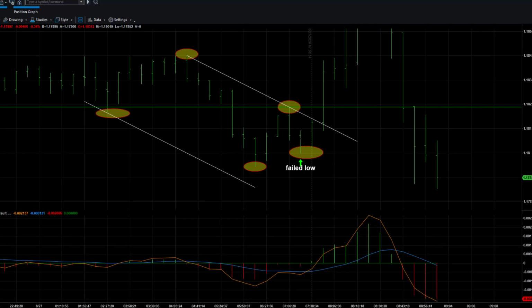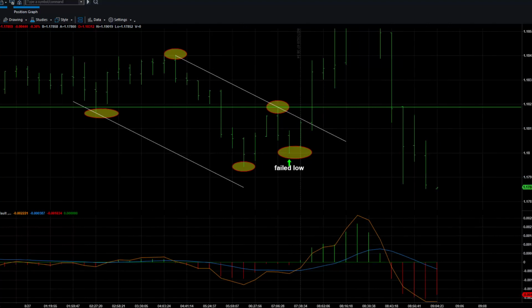We had the failed low. We're breaking out of this trend line. We had the buyers come in. Now we need to talk about trade location, so trade location being where our entry is and where our stop loss is. All right. So we know where our entry is. Now let's talk about where we place our stop loss.